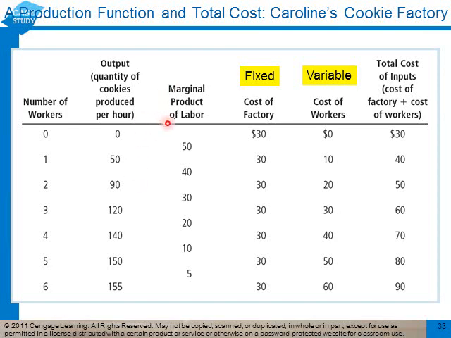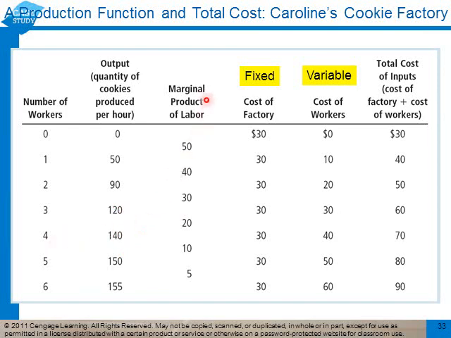Okay, you continue. Then you have the marginal product of labor. Remember, marginal means that for each new unit of input that you add, what happens with the output. So you see here that the first worker produces 50. That is what you have here. The second worker produces only 40. The third worker produces 30, the difference between 90 and 120. The fourth worker produces 20, the difference between 120 and 140, you see.